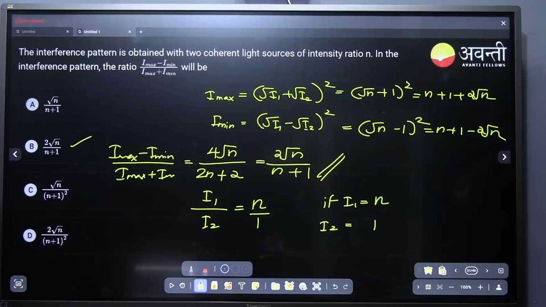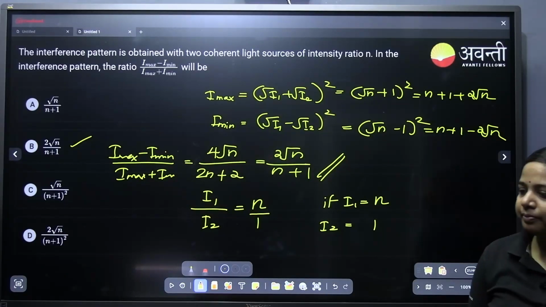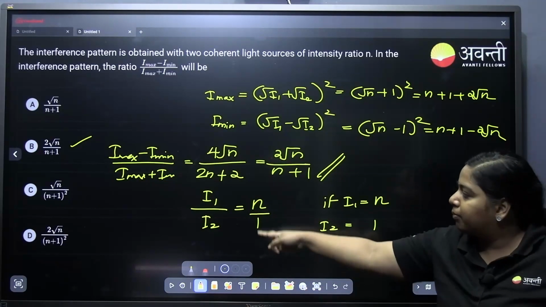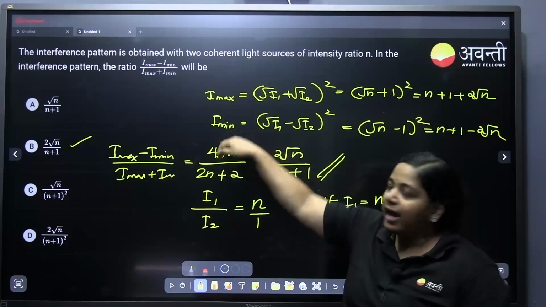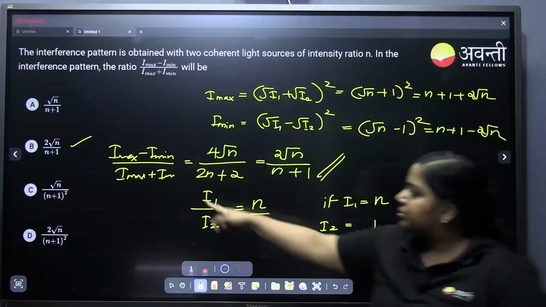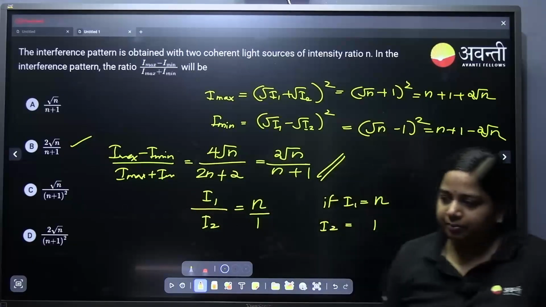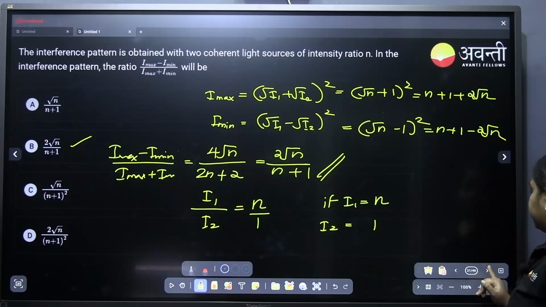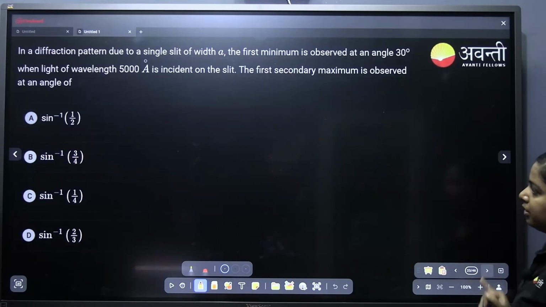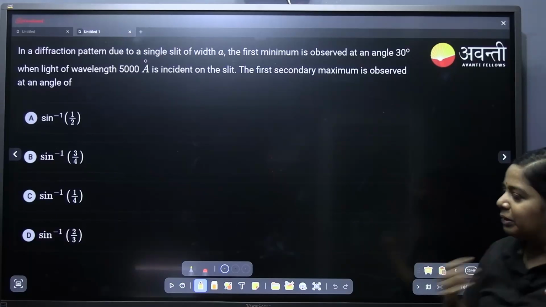I hope you are understanding this. I1 by I2 is the given ratio, so we are just using it to find Imax and Imin, then substituting it to find the answer here. Okay, let's move on.